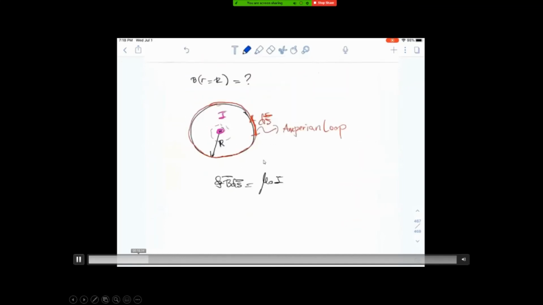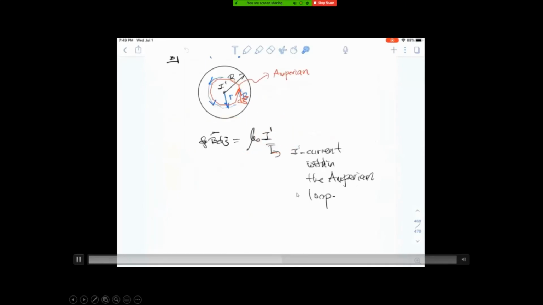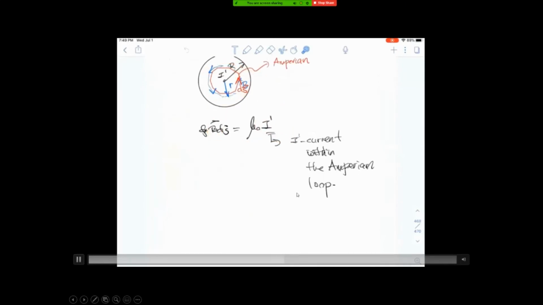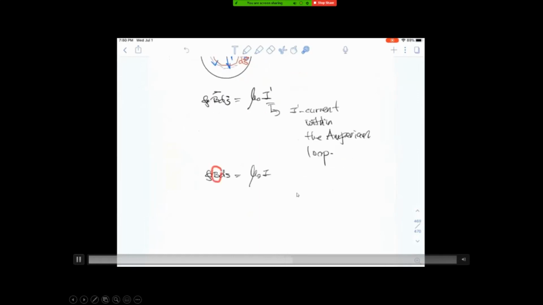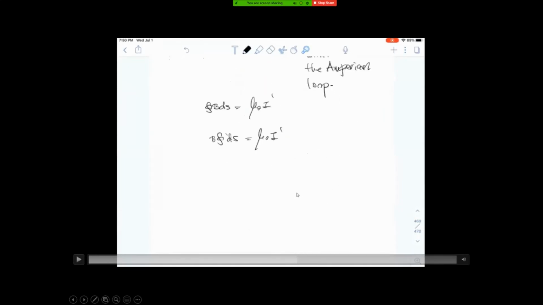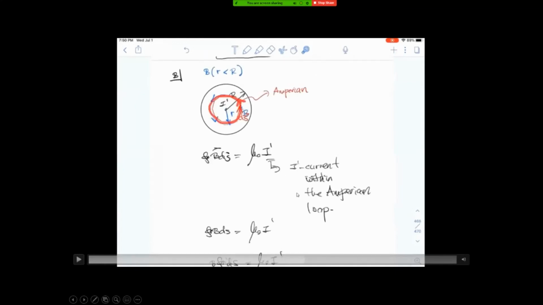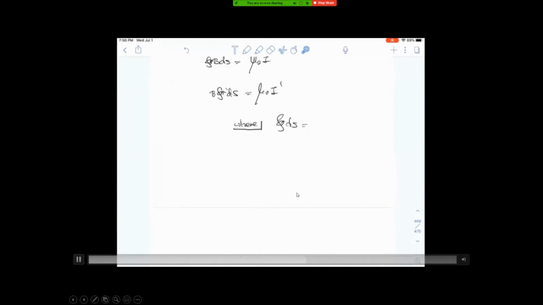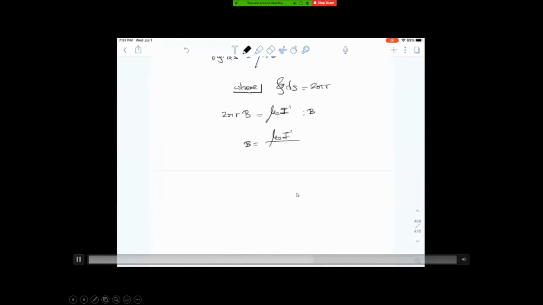All right, so that's the Amperian loop. This is inside, outside. We did that. So this is the net current inside the Amperian loop. Once again, B at this radial distance is constant, so I'm going to pull it out of the integral. ds, once again, is the circumference. In this case, the circumference has the radius lowercase r, so it's going to be 2 pi r. Do a back substitution, and then solve for B.